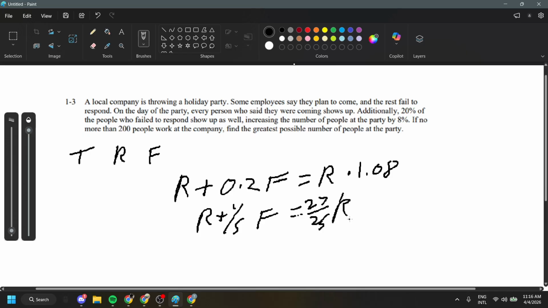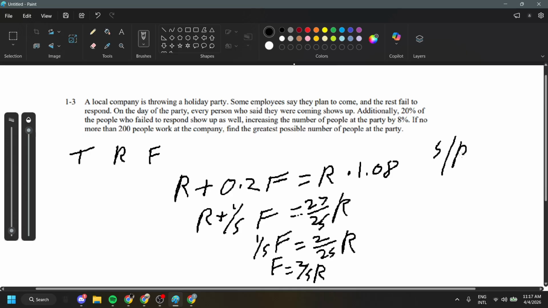Okay, so we have 1/5 F is equal to 2 out of 25 R, so F is equal to 2 out of 5 R. Okay, so that gives us our first constraint. That means that 5 must divide R. Or I guess that's our second constraint.